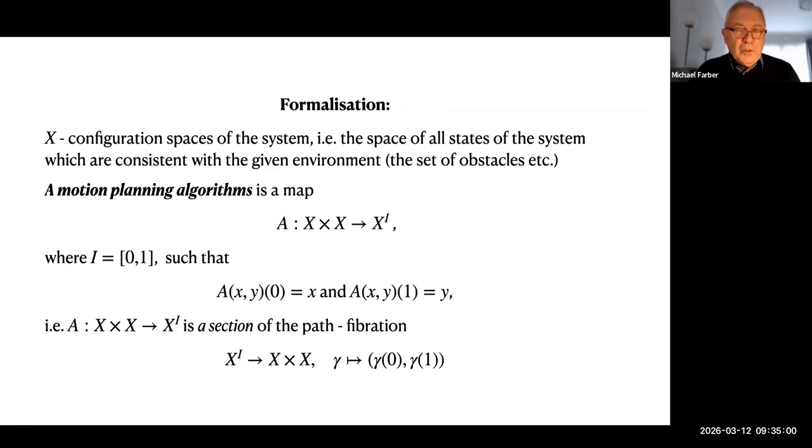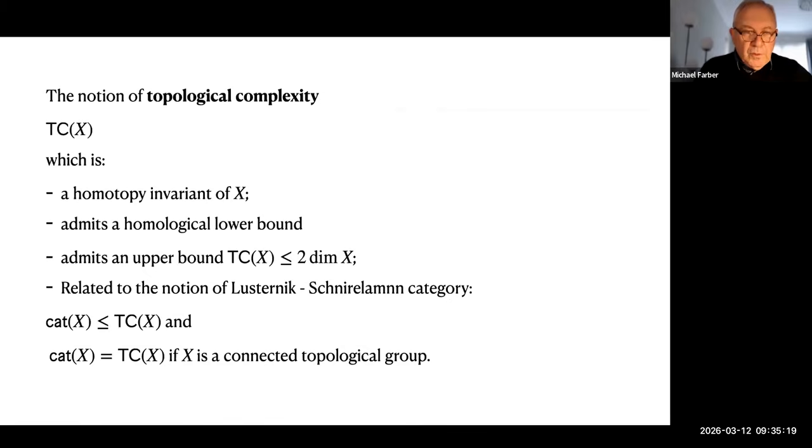So in this situation, when the environment is constant, we have the configuration space, and the motion planning algorithm should be a map from pairs of states to motions, which associates with every pair of states a motion from X to Y. So this is a fibration, and a motion planning algorithm is a section of this fibration, and this leads to the notion of topological complexity, which is a homotopy invariant of the configuration space.